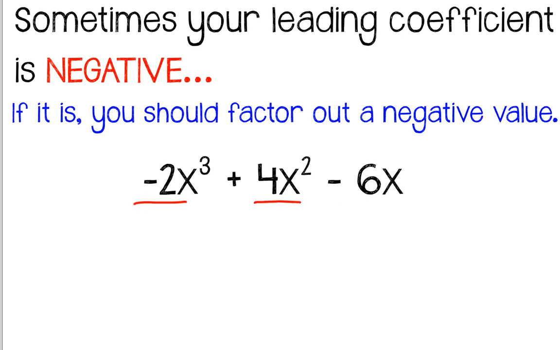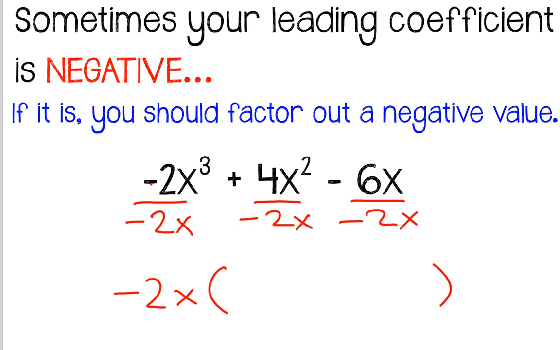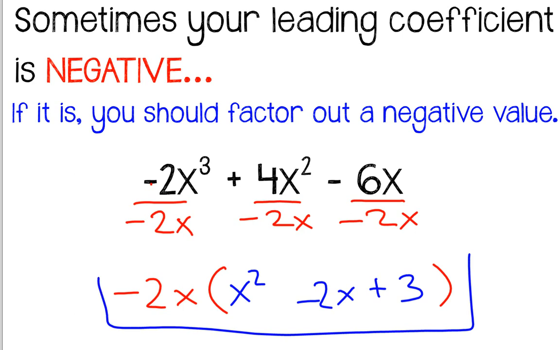So when I look at my coefficients here, I know that the highest it can be for my GCF is 2. But since my leading coefficient is negative, I'm going to divide by a negative here. Looks like they all have an x value. So negative 2x will be my first factor. And inside here, I'm going to get x squared. A negative divided by a negative is a positive. In the middle here, I'm going to get a negative 2x. And at the end, I'm going to get a positive 3. So when you divide by a negative, don't forget to always double check your signs.